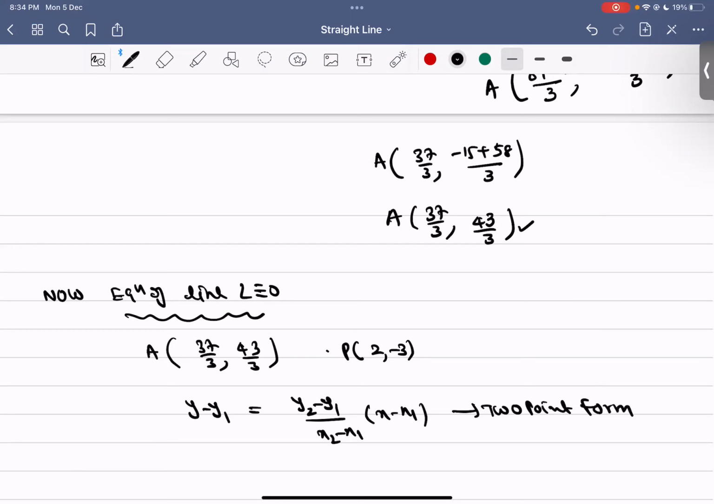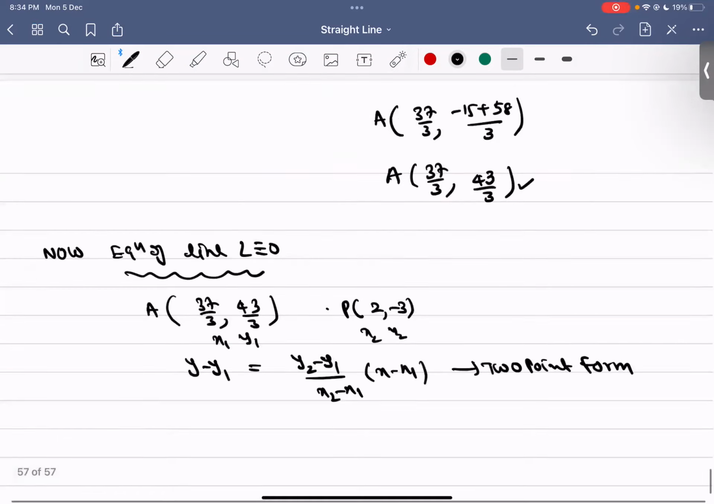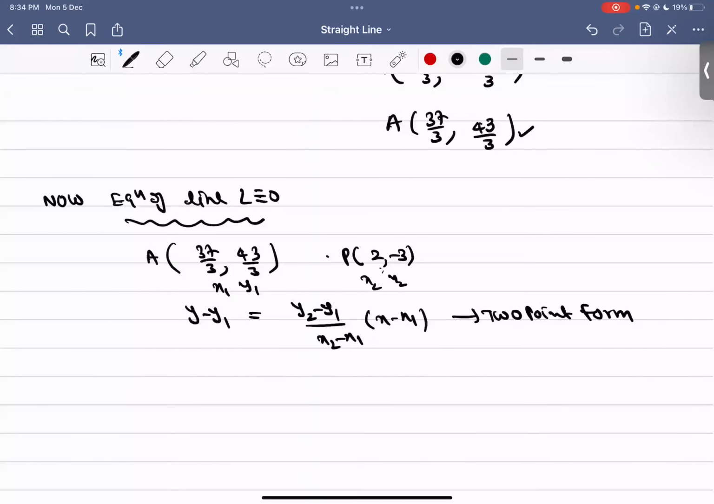Two-point form. Here take x1, y1, x2, y2. I will take this as x1, y1, because a simple point you take as x1, y1. It's better: x1, y1, x2, y2. So y minus y1 is equal to m, where m is y2 minus y1 by x2 minus x1. Therefore, 43 by 3 minus 2 into x minus x1 minus 2. So this is the answer.